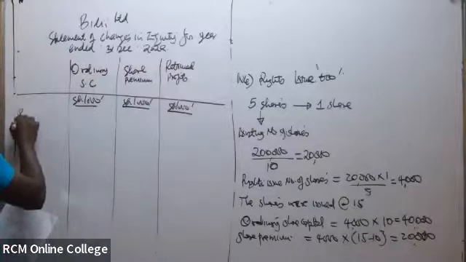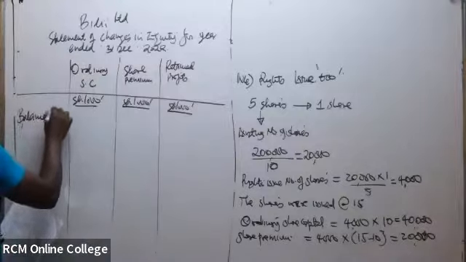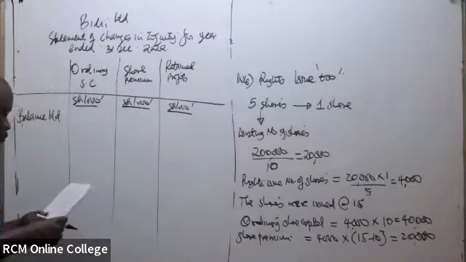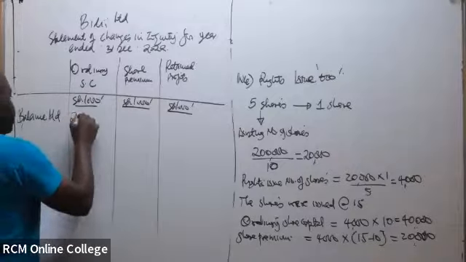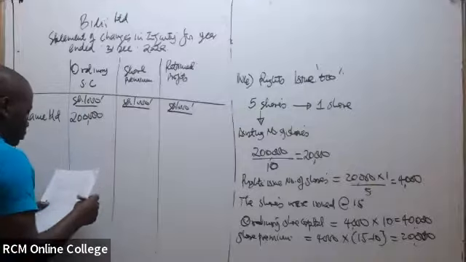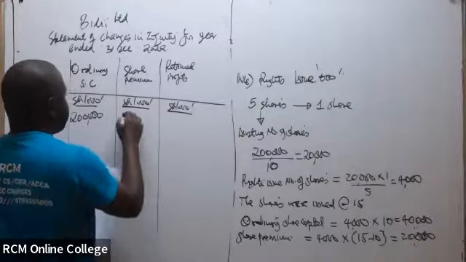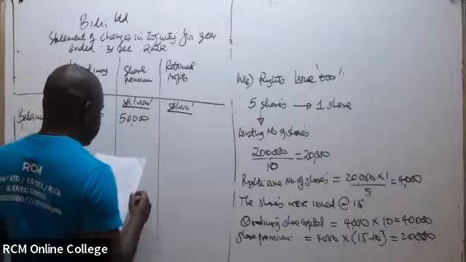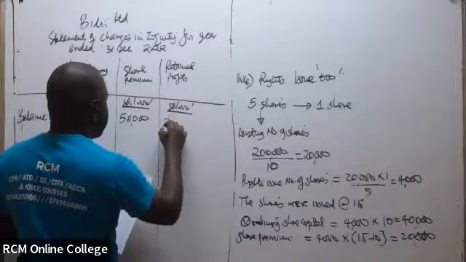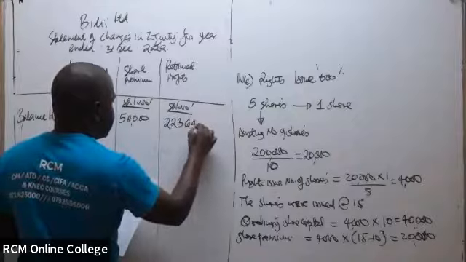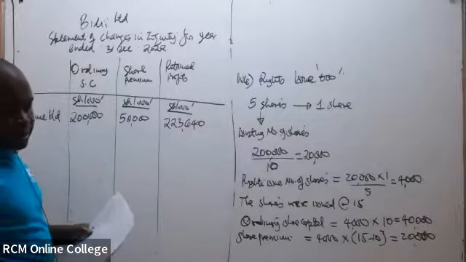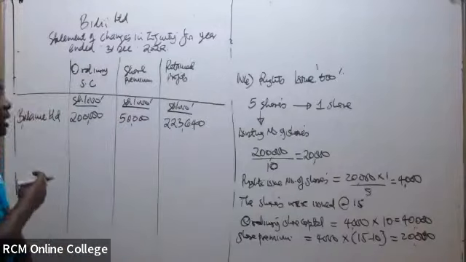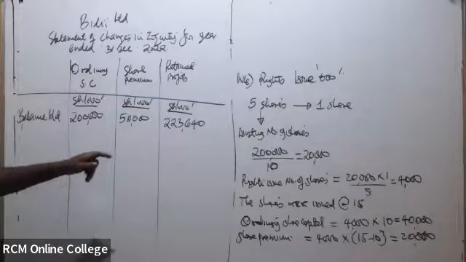So we have in this case the balance brought down as per the trial balance. For the ordinary share capital, we have 200 million. This one we have 50 million. This one we have 223,640.